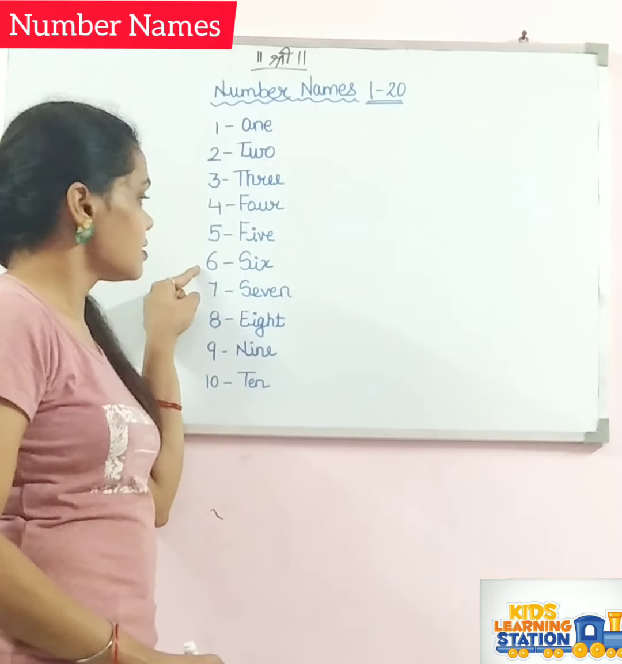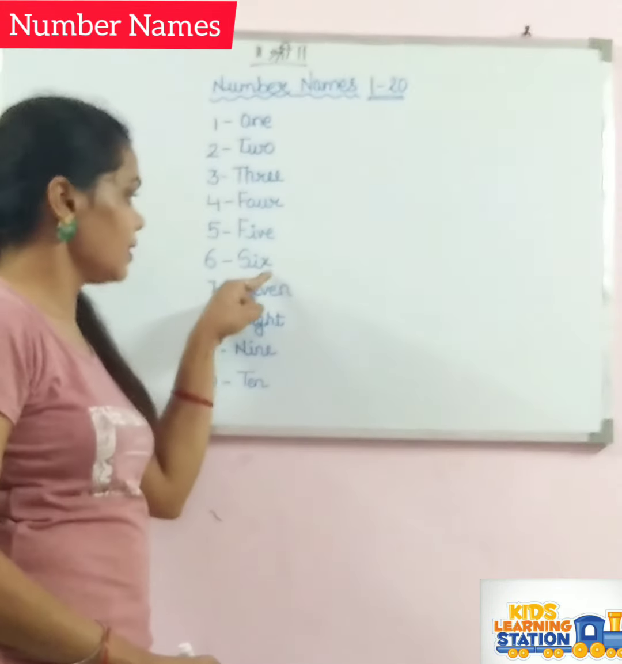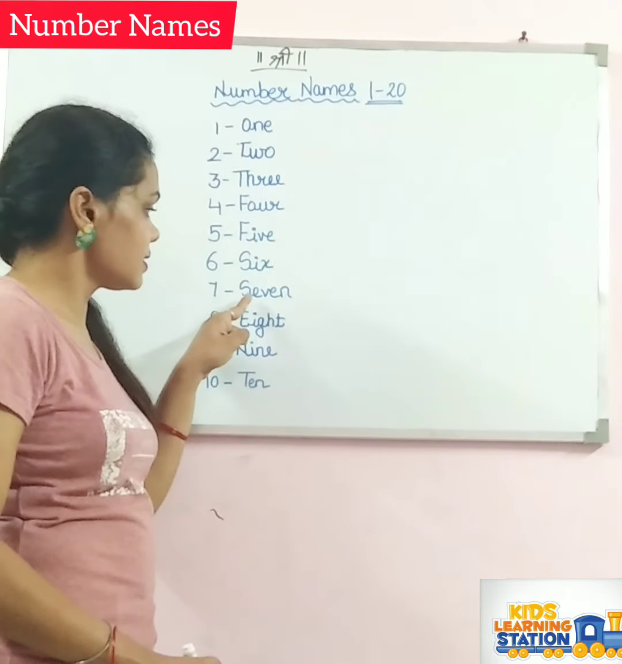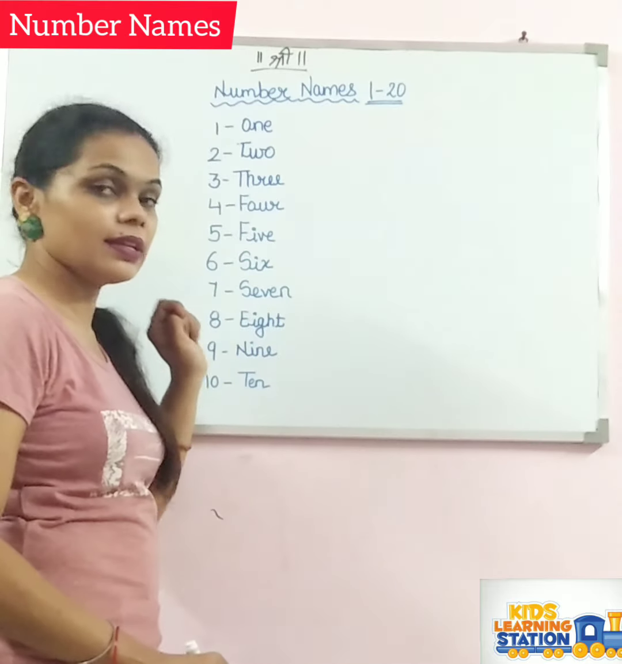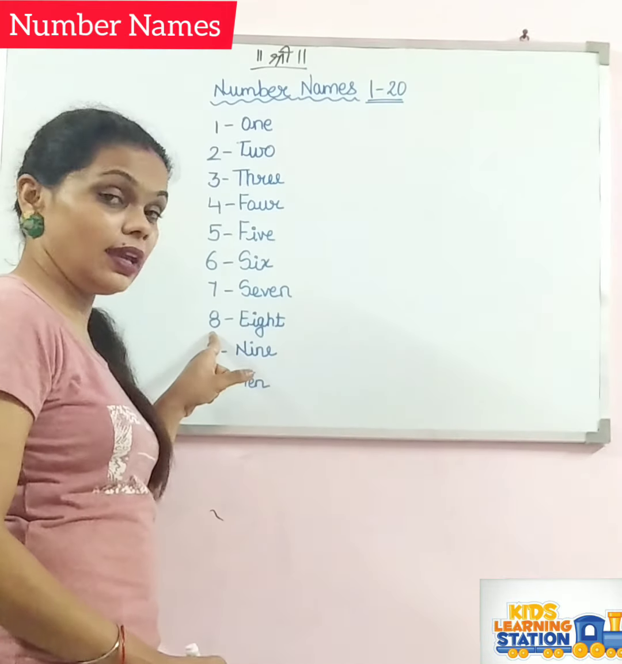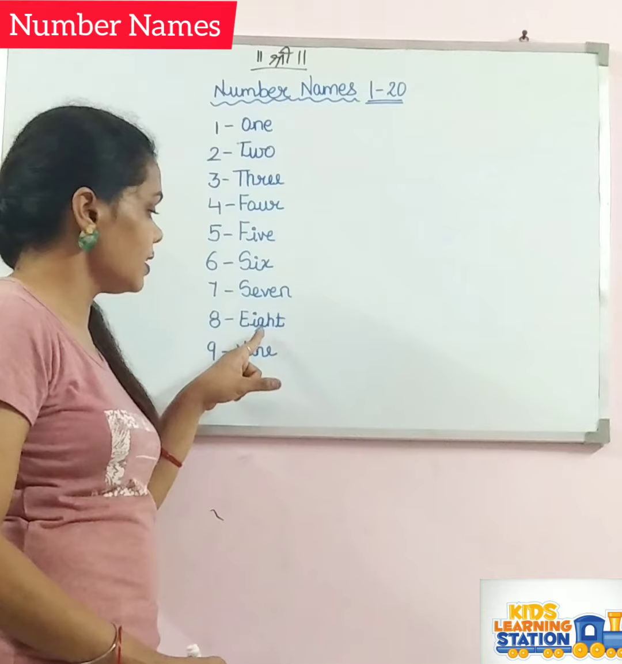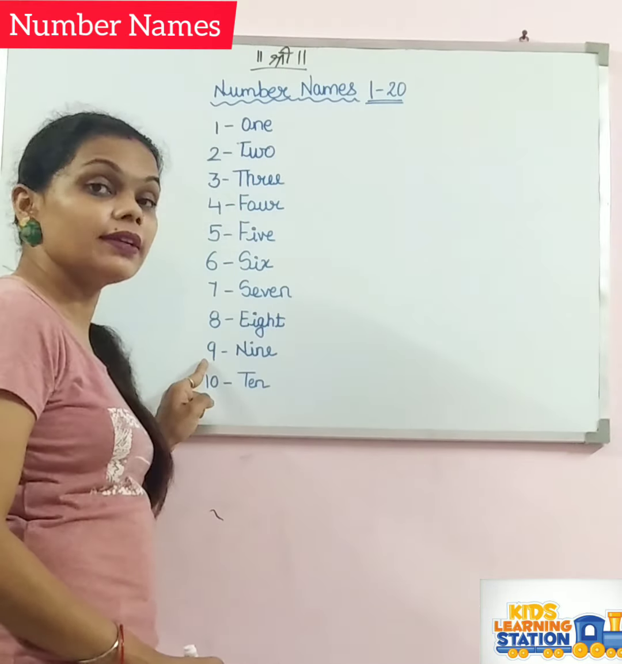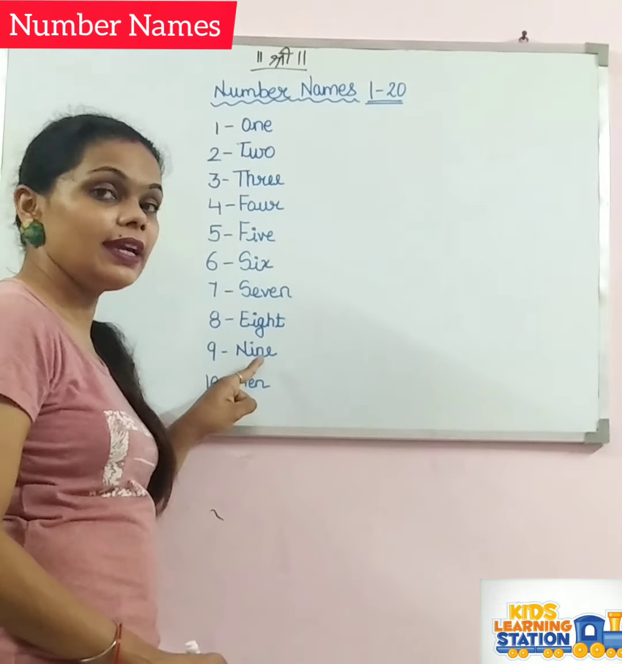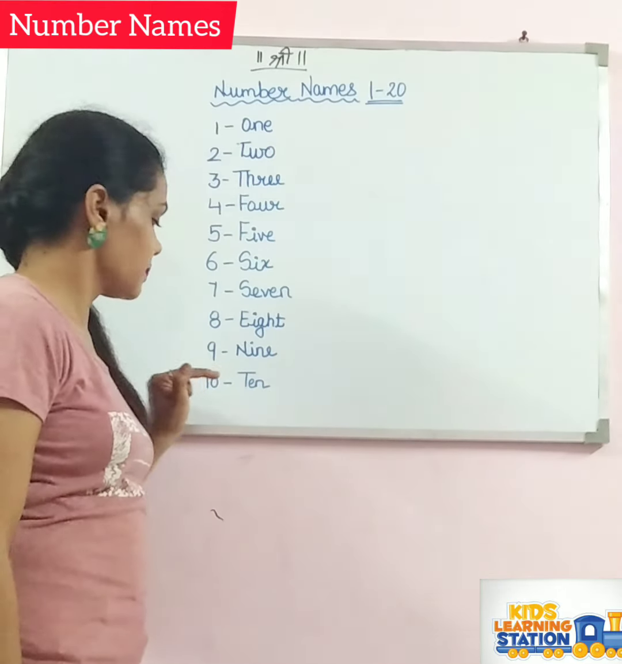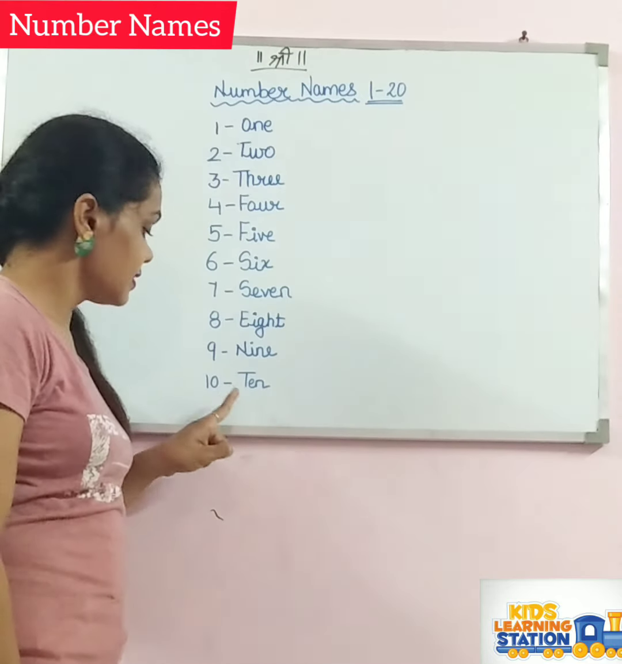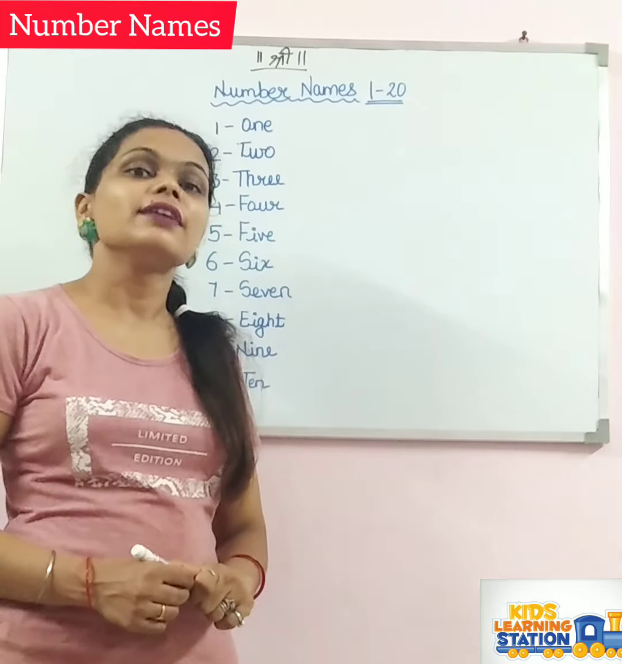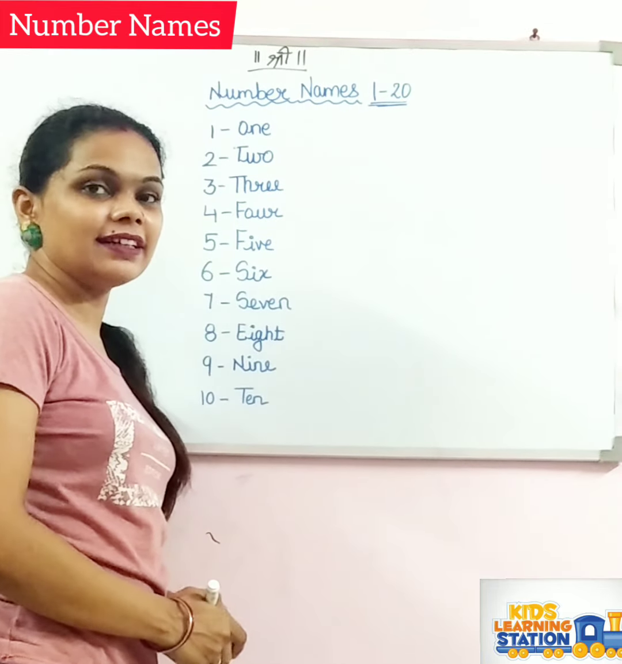6: S-I-X. 7: S-E-V-E-N. 8: E-I-G-H-T. Number 9: N-I-N-E. Number 10: T-E-N. Let's do the next count. Let's start the next number.